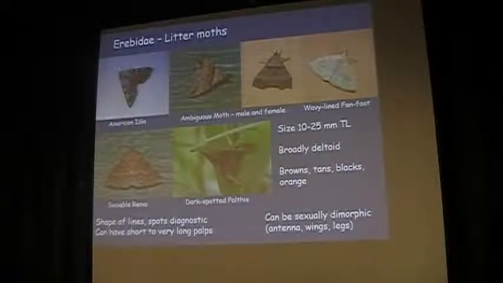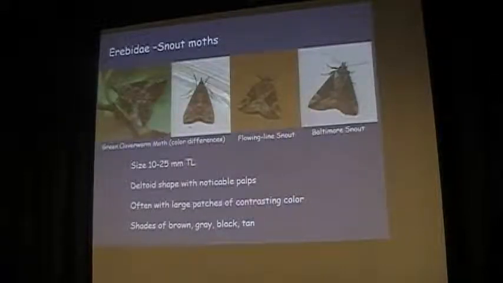Then you have the litter moths, which are different from the snout moths. They're broadly deltoid, a little more broadly deltoid. They're sort of almost like an equilateral triangle instead of an isosceles triangle. Sort of medium size, browns, tans, and blacks. These guys hang out on the forest floor, literally. And the larvae of these guys, and also these guys, are detritivores. They eat dead leaves and stuff like that.